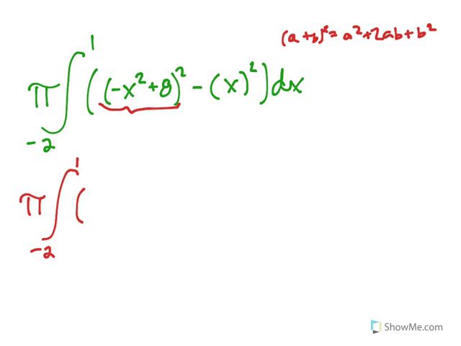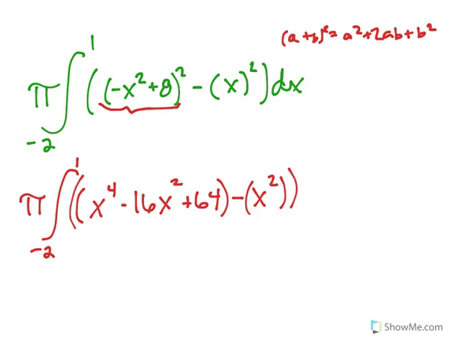So I square the first thing, which becomes x to the fourth. I multiply the two together and get negative 8x, and double that, negative 16x squared. I know I said 8x, I should have said 8x squared. And then square the last and get plus 64, close parentheses, minus x squared dx. If you want to simplify, you can combine the x squared. If you don't want to, it's absolutely fine. And you can integrate away.